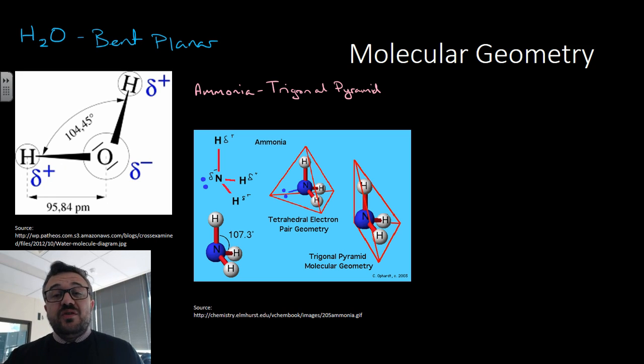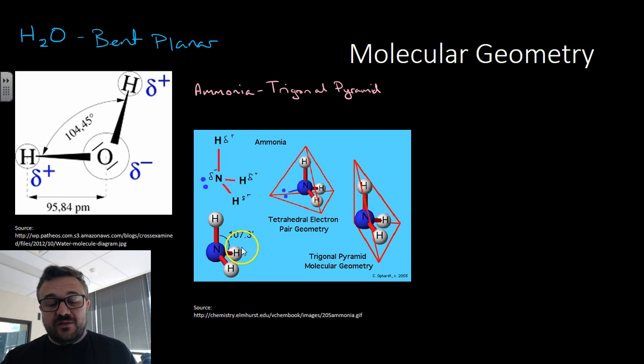Then we look at ammonia, which is a trigonal pyramid. Now, what's cool about this, so here's our one here. We see that, oh, by the way, this angle, 104.45, is really, really important. As is this distance here, which is about 1 angstrom, or 95.84 picometers. So here we see with ammonia, it has a negative end and a positive side. So it is a polar molecule, and therefore susceptible to dipole-dipole interactions.